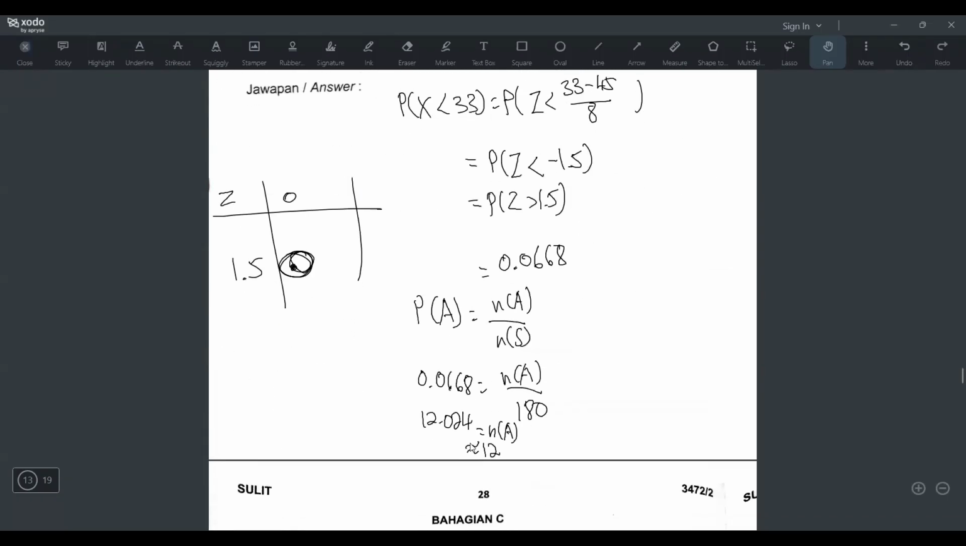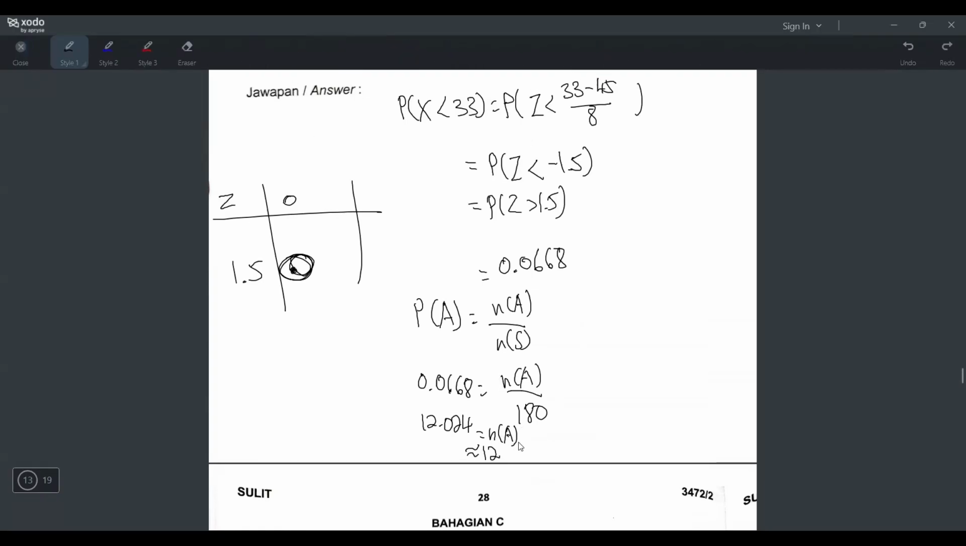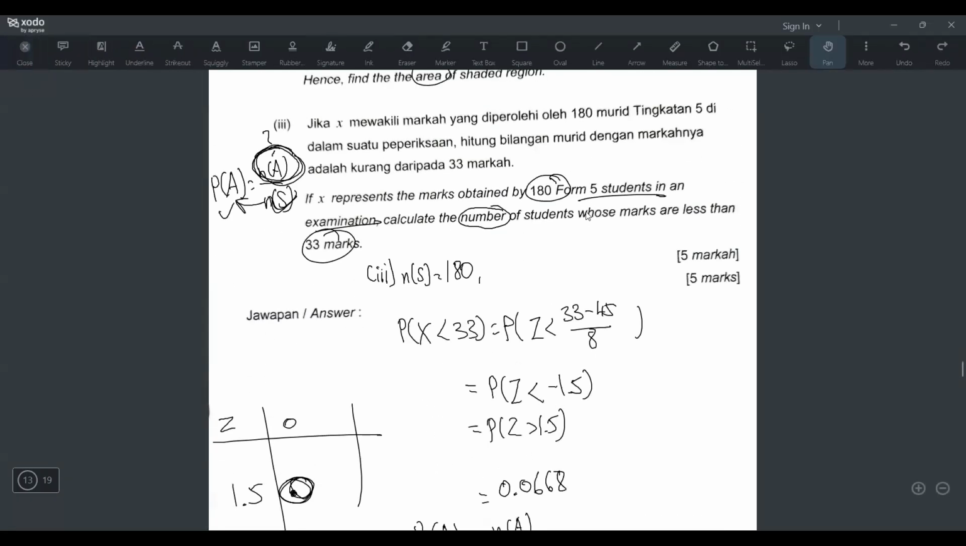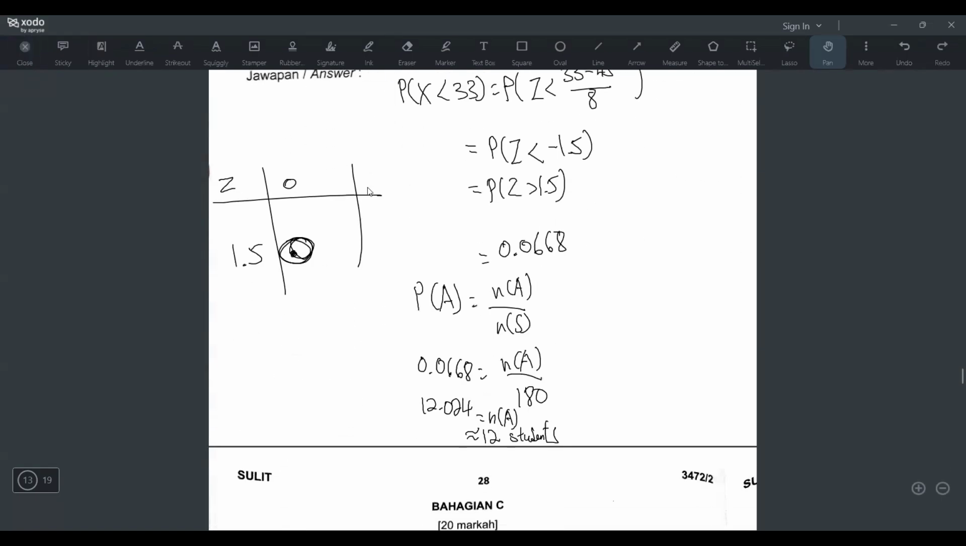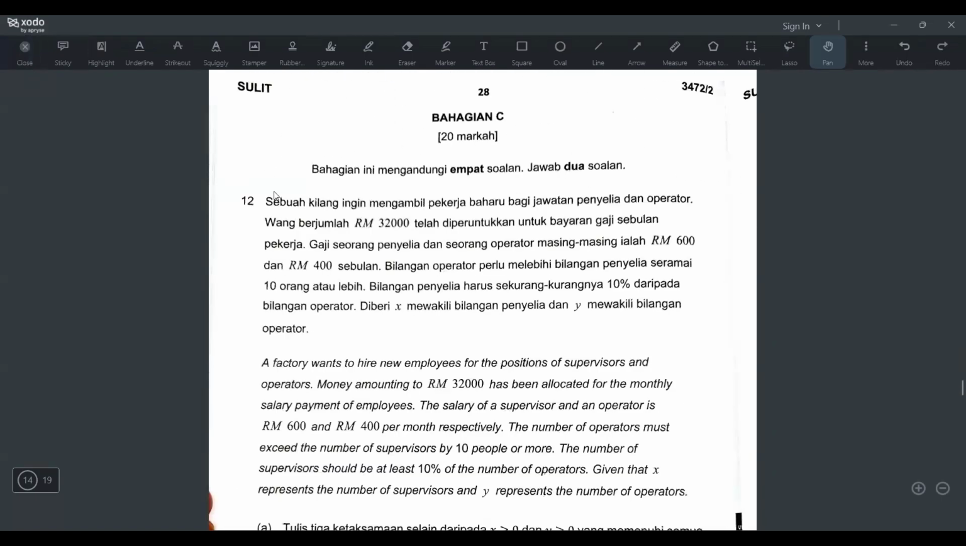All right, you cannot write 13, right? How can you write 13? Like 12.024, the extra 0.024, we don't count it as one full person. So it's only 12 students. So I'll just write 12 students here, because the question asks for the number of students with marks less than 33. So how many? 12 students. Okay? Hope you understand.